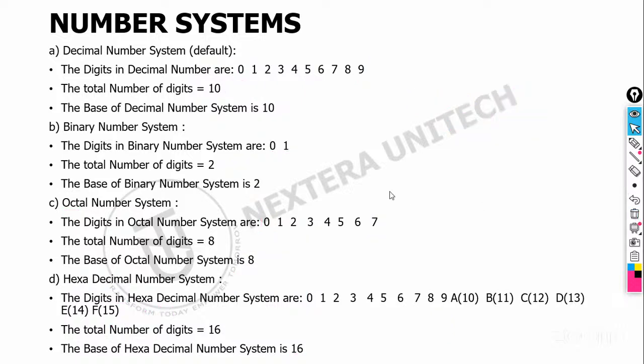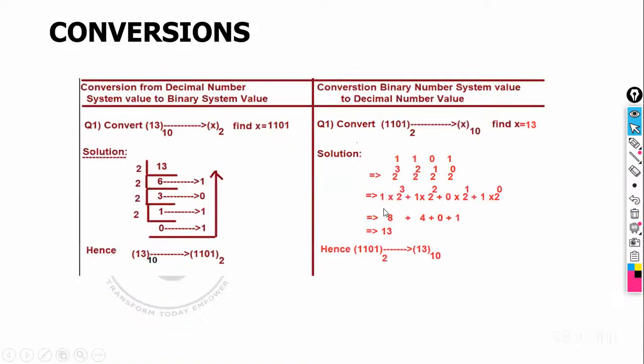Now let us focus on the conversions, friends. What if I have a decimal number and I want to convert it to the binary system, is it possible? Yes. In the same way, if I have a binary number, can I get a decimal number from it? Yes. So let us focus on the conversions. If you understand the conversions, in the back end, when you run the code, the same conversions happen.